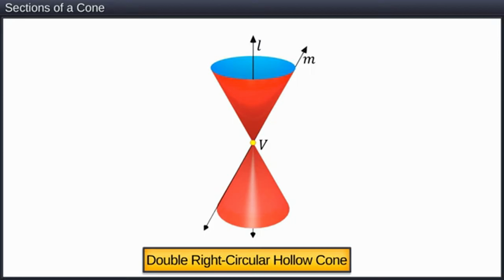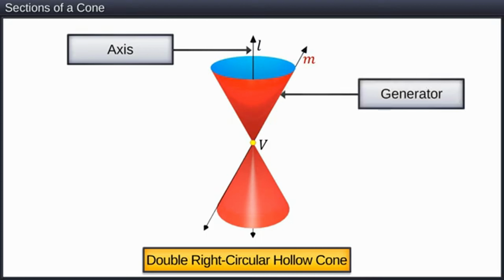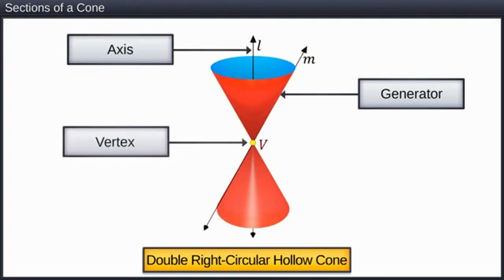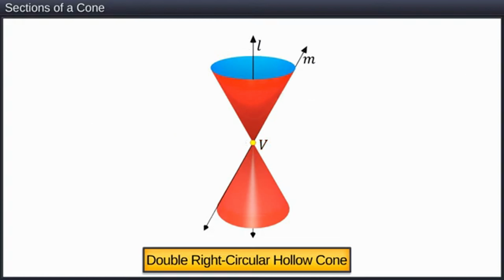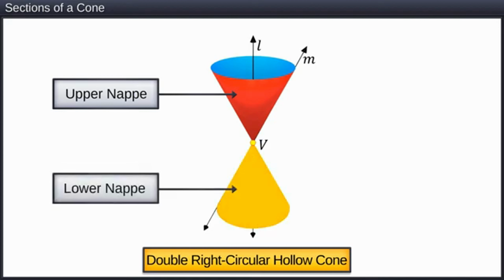Let us identify the different parts of a cone. The fixed vertical line passing through the center of the cone is called its axis. The rotating line M that generates the surface of the cone is called the generator. The fixed point at which the generator cuts the axis is called the vertex of the cone. The cone is divided into two parts by the vertex. The upper part is called the upper nape, and the lower one is called the lower nape.